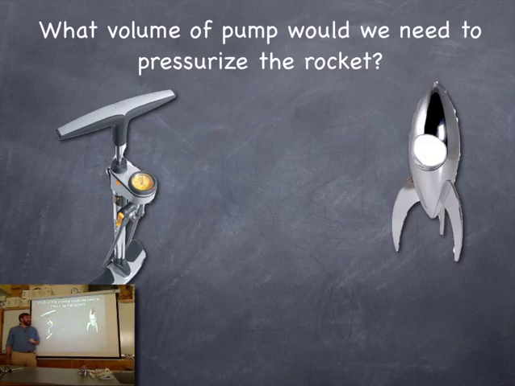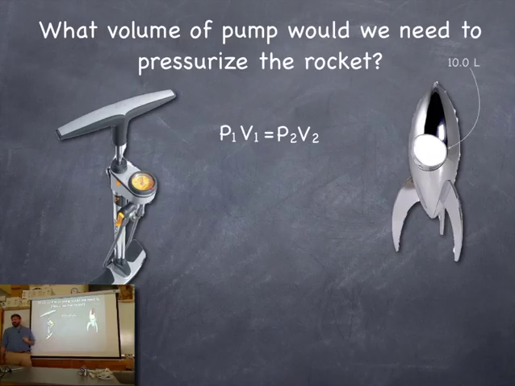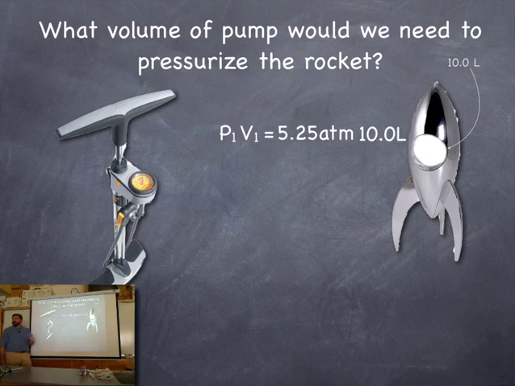So if I want to take a pump and pressurize my rocket, I know my pump has some pressure and volume, and I know the rocket is going to have some pressure and volume. I'm going to connect them, again a sealed container with no temperature change. If my rocket needs to get to 10 liters, that means my volume here is going to be 10 liters. And what pressure did we say we needed? 5.25 atmospheres, right?